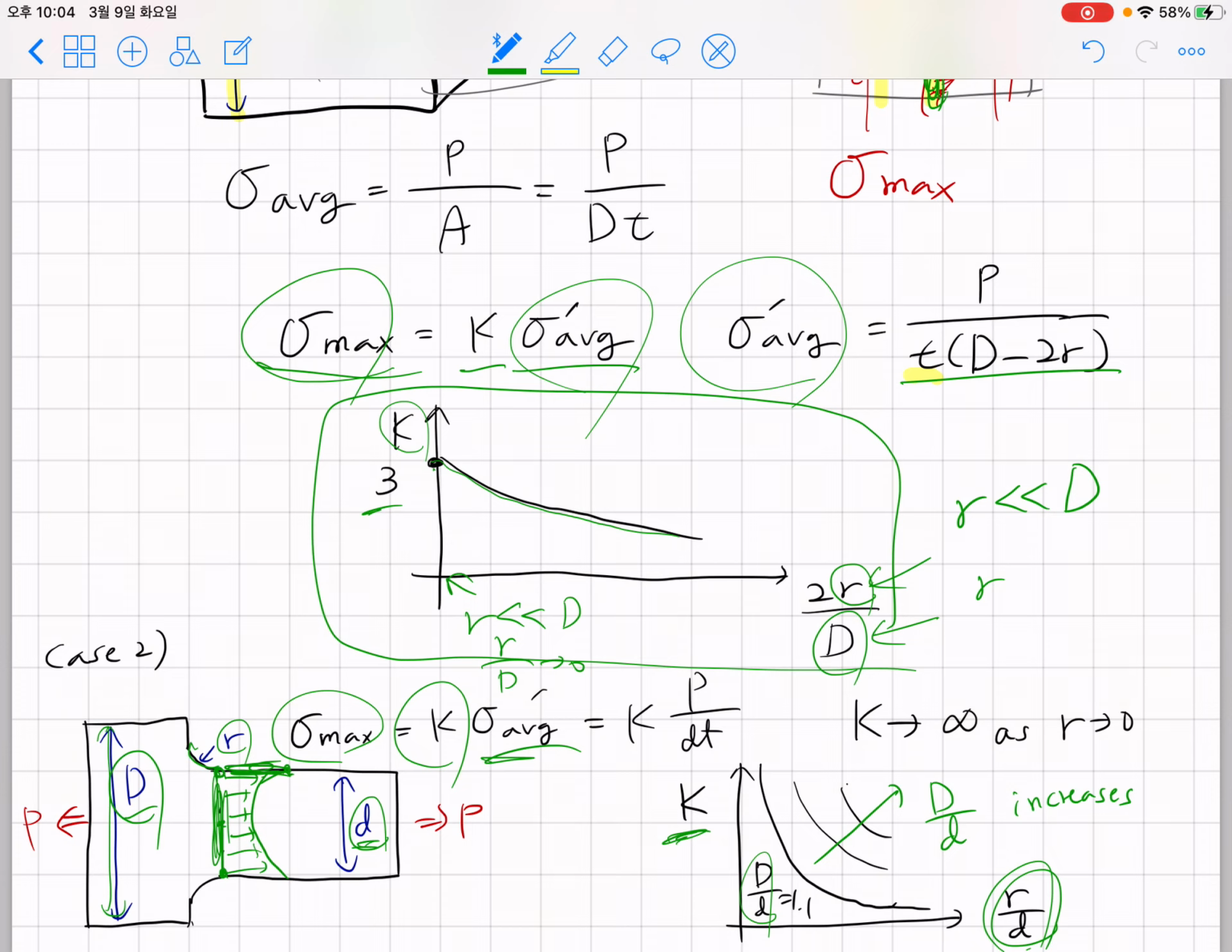Okay, so the implication here is when R is very small, you're gonna see very high K. When the D over d ratio increases, you're gonna have a higher stress concentration factor. Okay, as R goes to 0, K becomes infinity. However, in the real world, R cannot become 0 because material is made out of atoms.